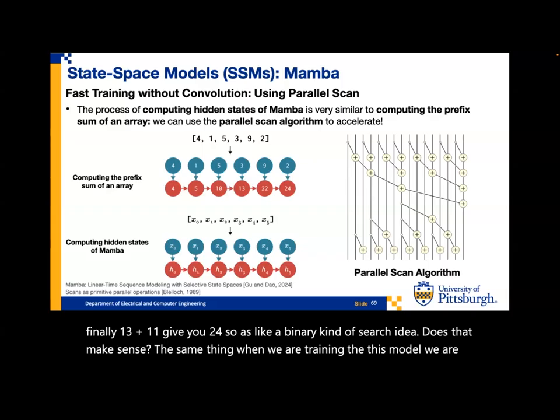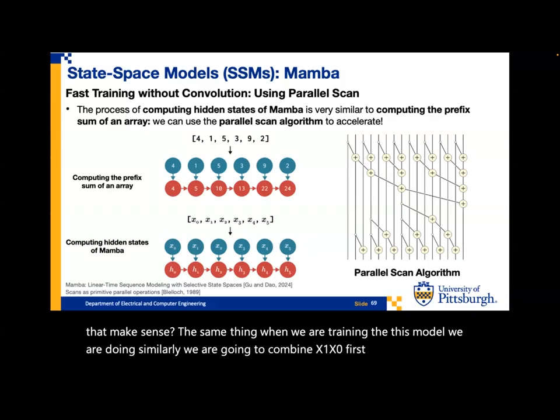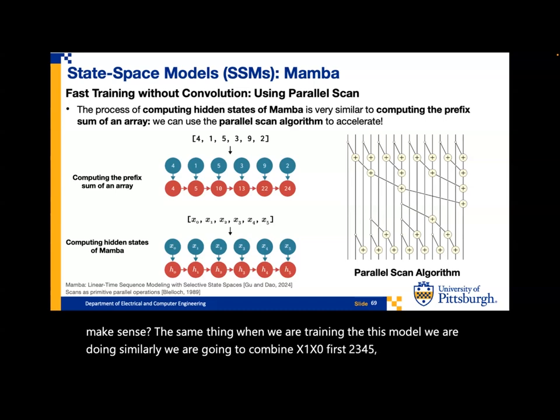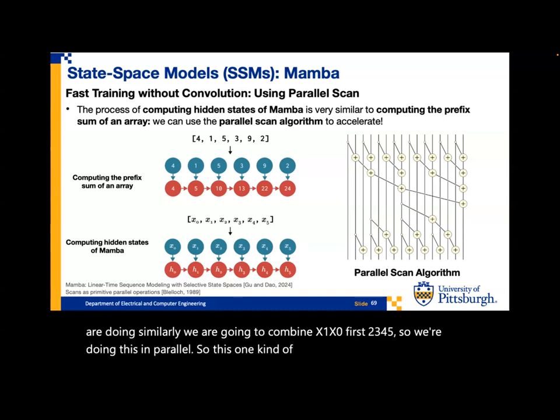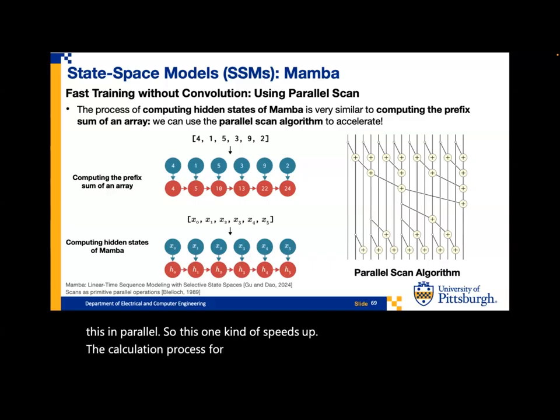The same thing when we are training this model, we are doing it similarly. We are going to combine x1, x0 first, then 2, 3, 4, 5. So we're doing this in parallel. This speeds up the calculation process for this sequential process. Okay.